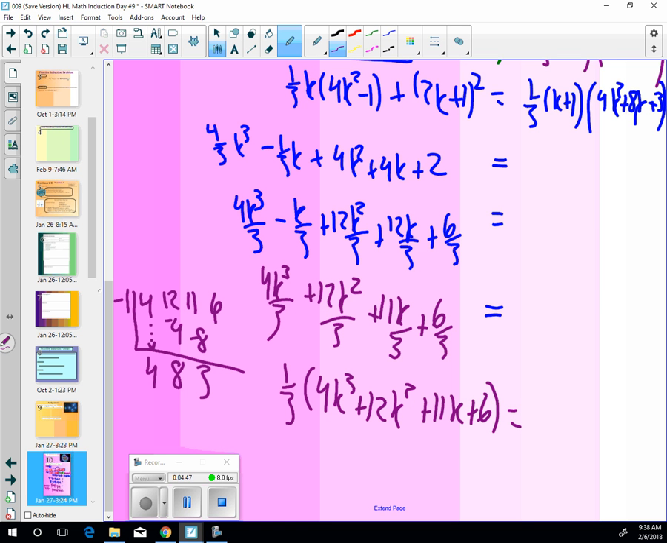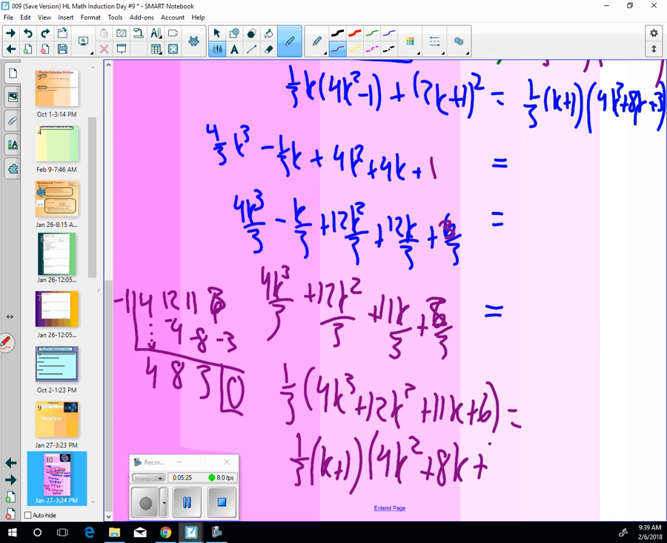Uh-oh. Shouldn't that 6 be a 3? Because the 4k plus 2 above from the first step where you FOIL stuff. Yeah. That last step of FOIL is just 1 times 1. Oh, yeah, that's not 2. So there's 3. So this is going to be a 3, so now I'm good. 0. So this is interesting. This is going to factor into 1/3 times k plus 1 times 4k squared plus 8k plus 3.